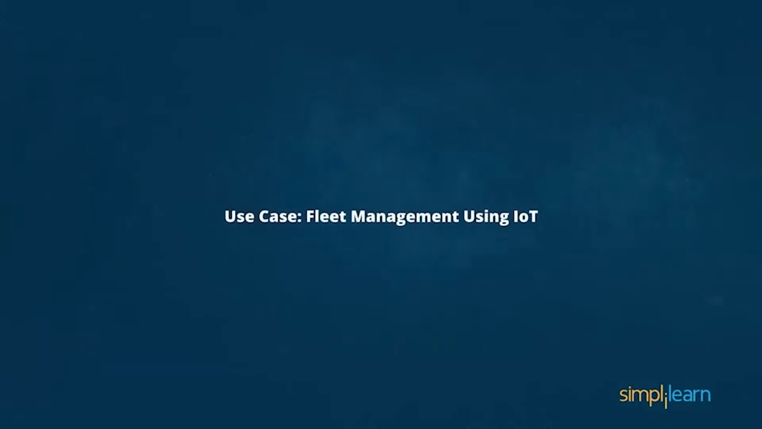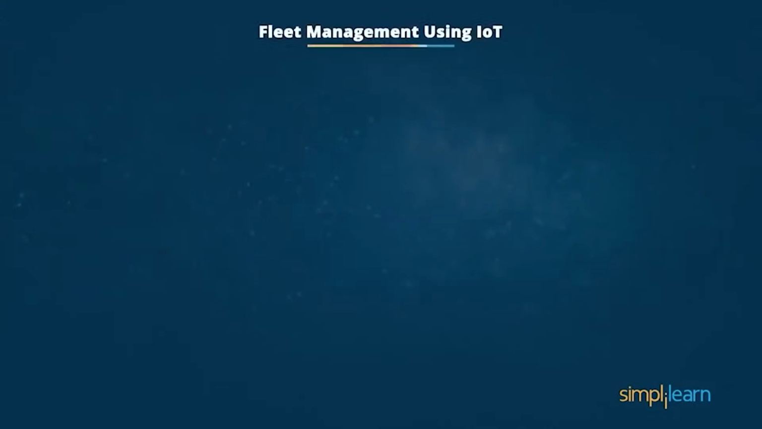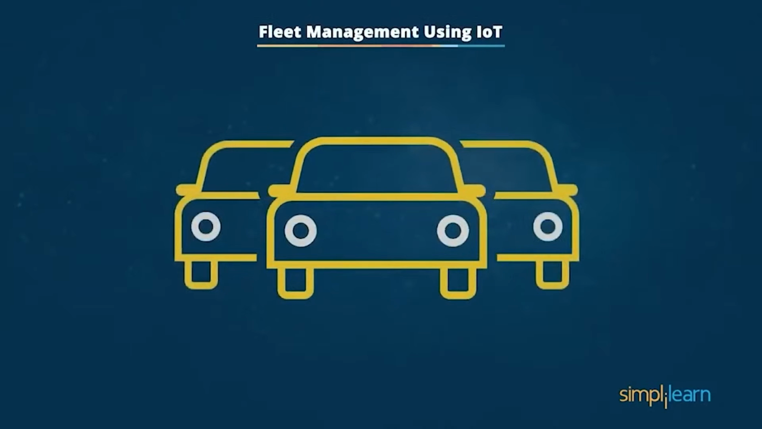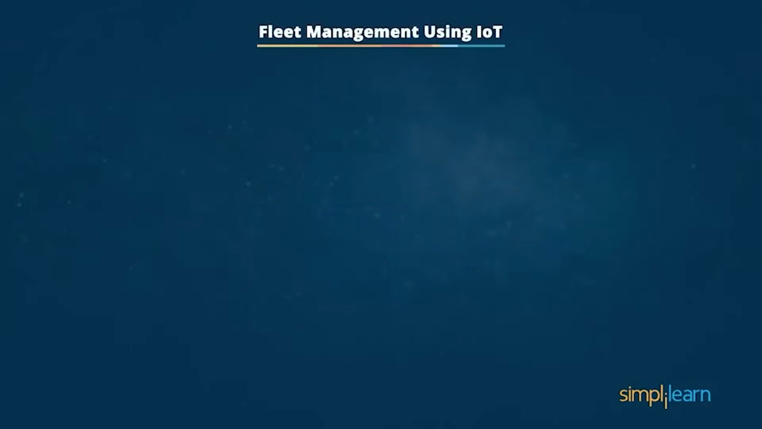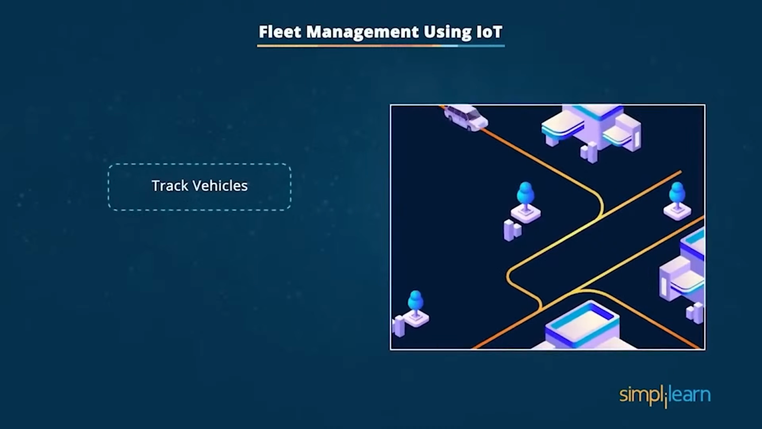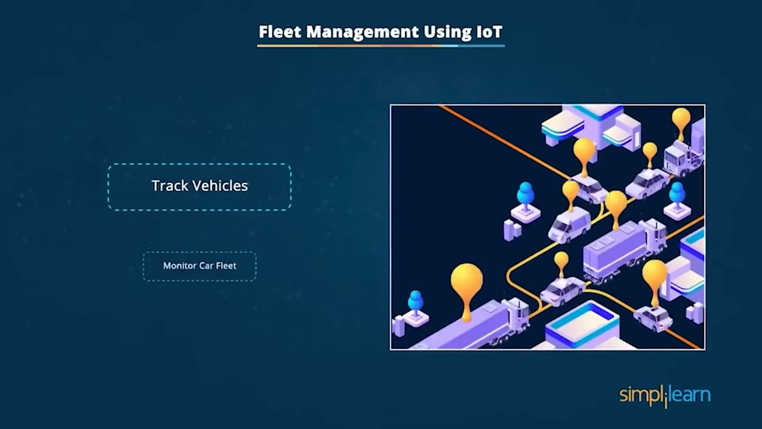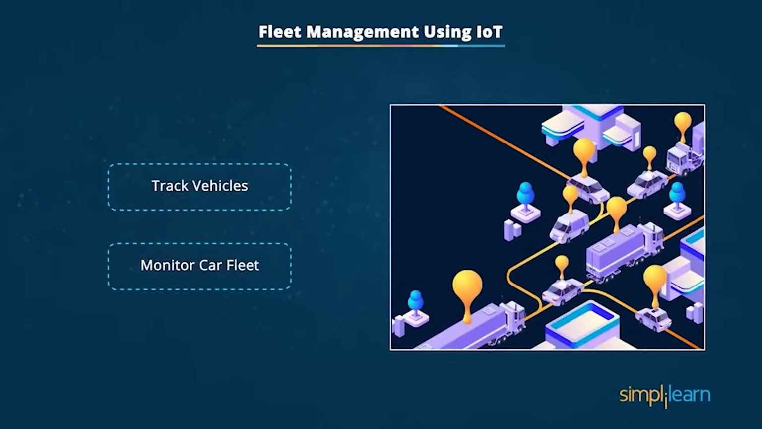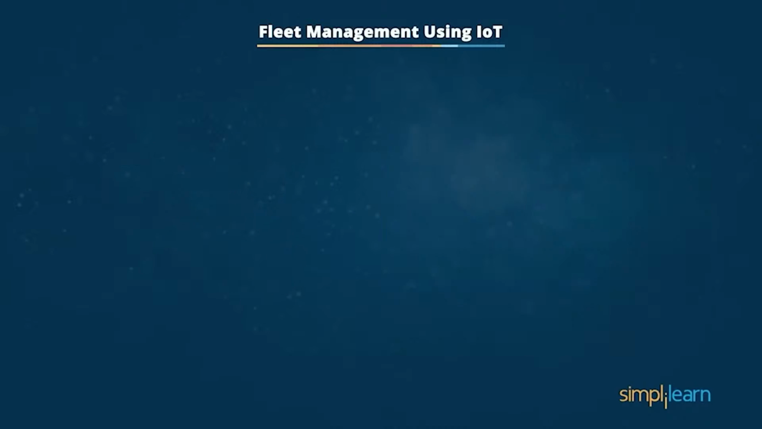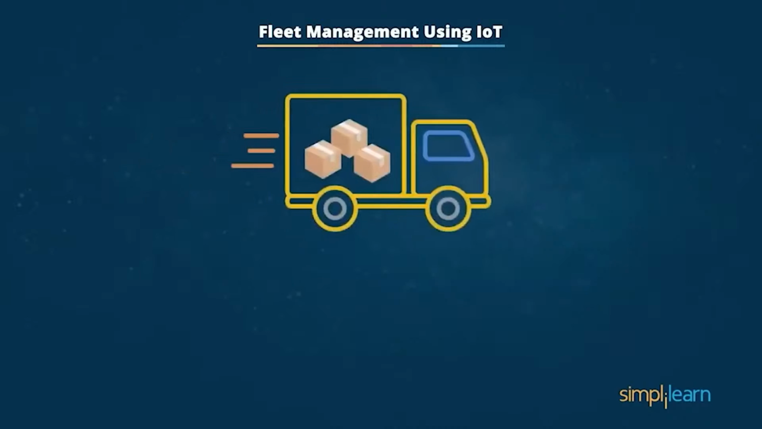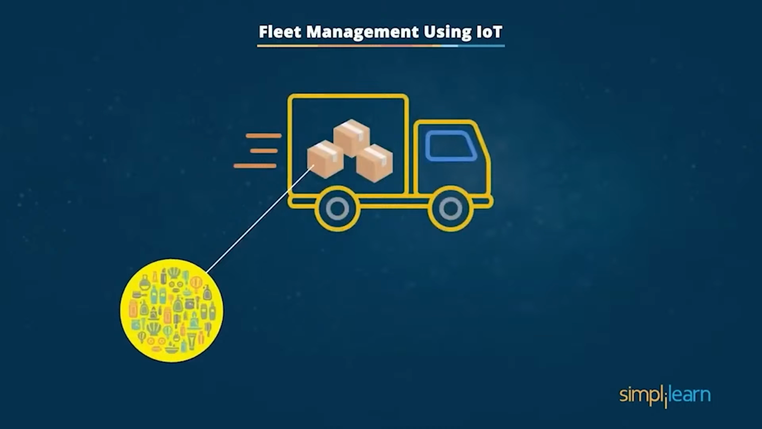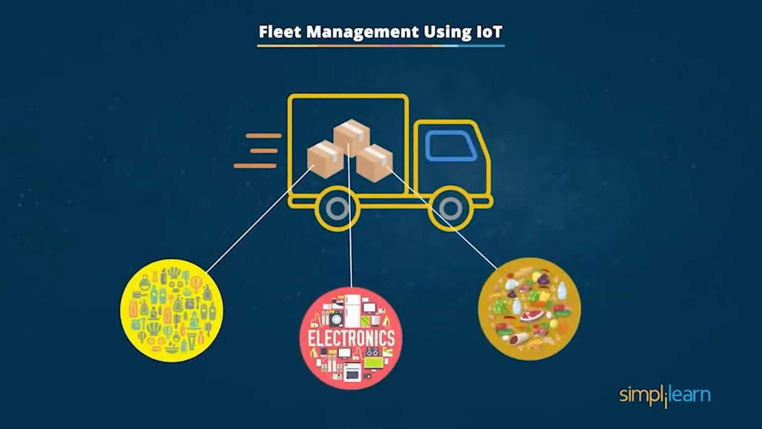IoT and fleet management. Let's discuss some use cases of IoT. The fleet management is a classic example of IoT in application. In this domain, IoT is mainly used to track vehicles from one point to another. Using IoT technology, the entire fleet can be monitored with the support of RFID chips embedded within every car in the fleet. The same RFID can also be used to track products such as consumer goods, electronics, and food items.